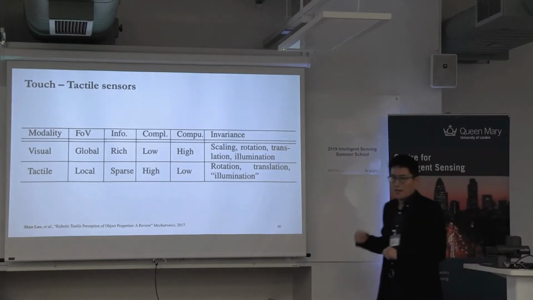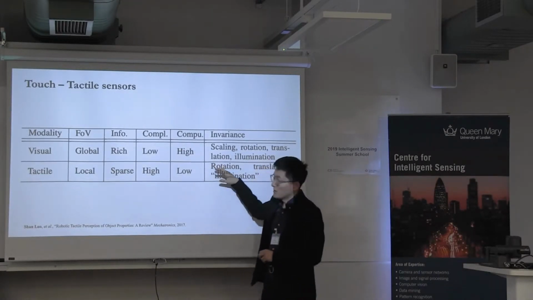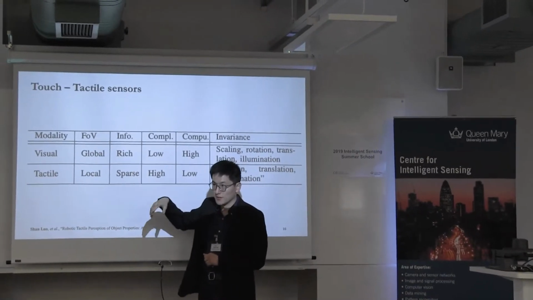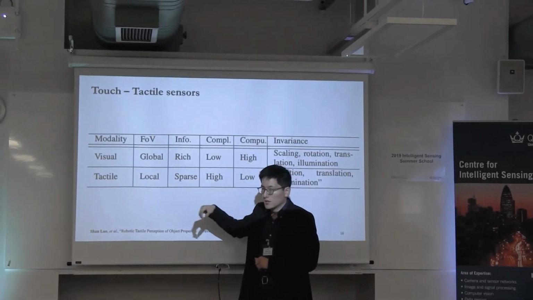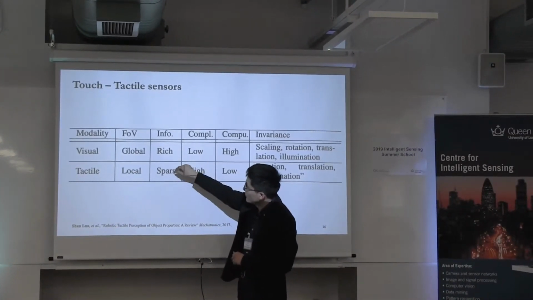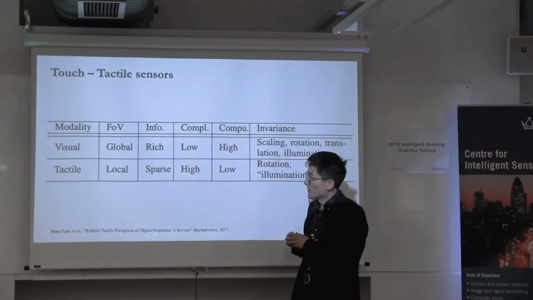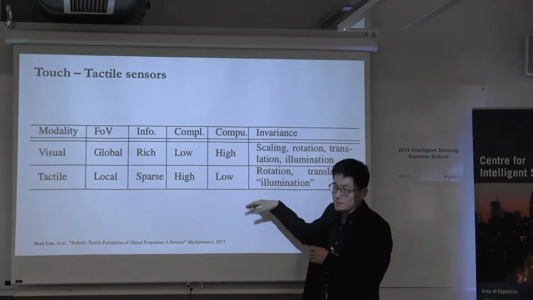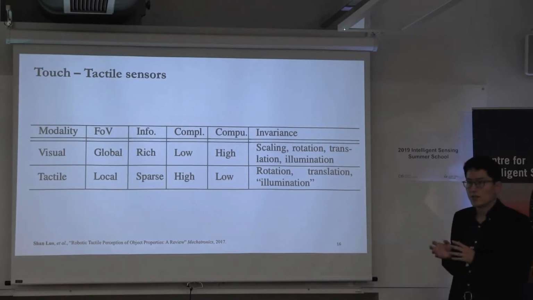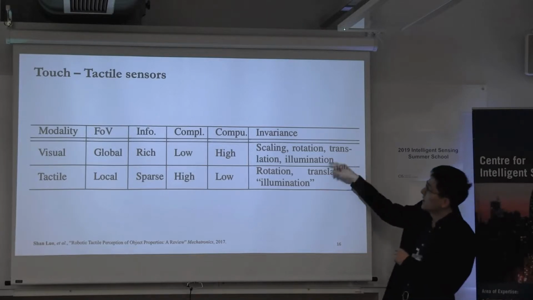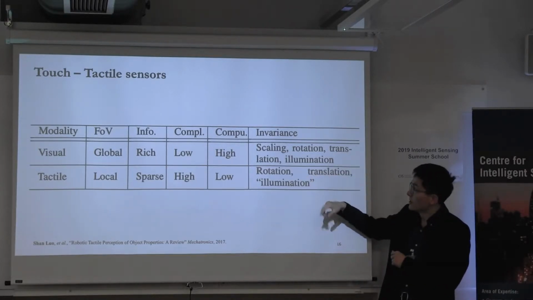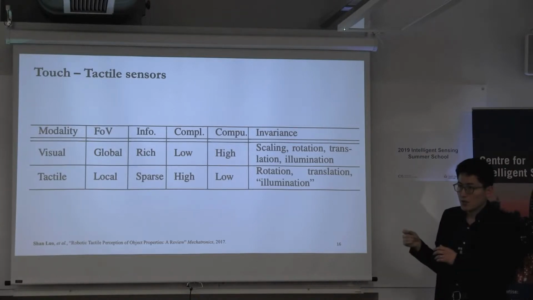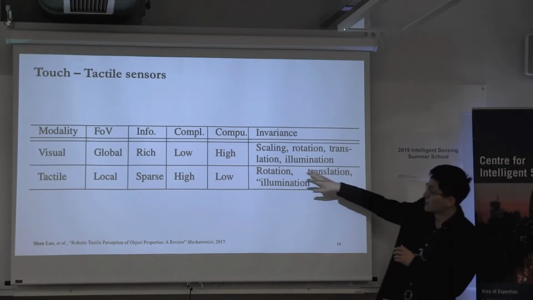As I said, I'm a user of tactile sensors, so I compare these sensing modalities, visual and tactile. For vision, we have a global view of the physical world, and for tactile, we have a very local observation of the physical world. For information, we have very rich information from one visual image, but for tactile, it's very sparse. For computation, it can be very high for visual, but very low for tactile sensing. We also have to tackle different variances in vision and tactile sensing. We have rotation and translation for both, and we have scaling for vision. But for tactile sensing, we don't have the scaling variance, because we get direct contact with the objects, so we don't have the scaling problem.